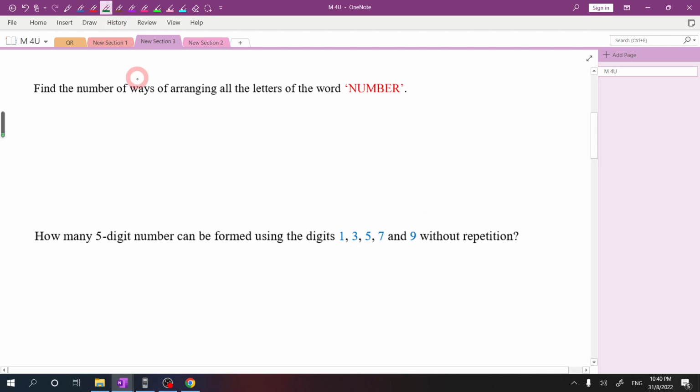Okay, now let's look at these questions. Find the number of ways of arranging all the letters of the word number. So we have no time to list all of them. So we need to use the permutation method to help us get the answer, the number of ways.